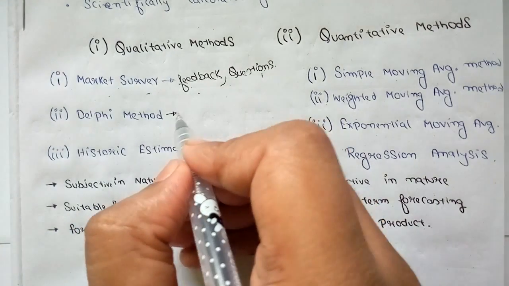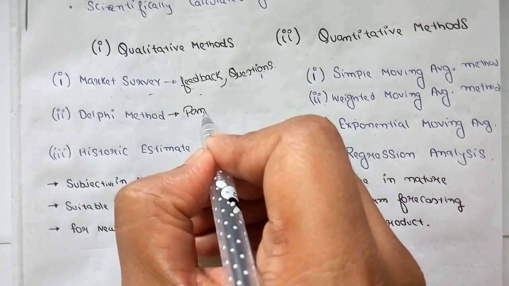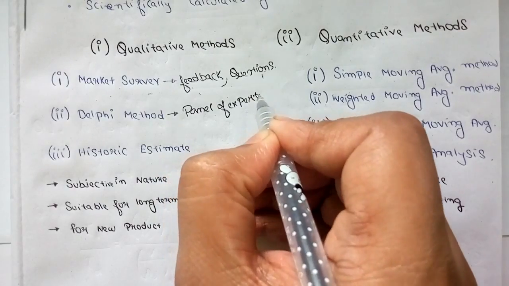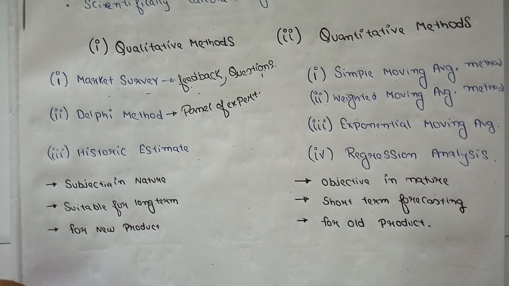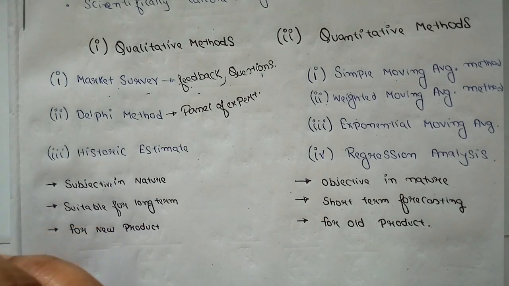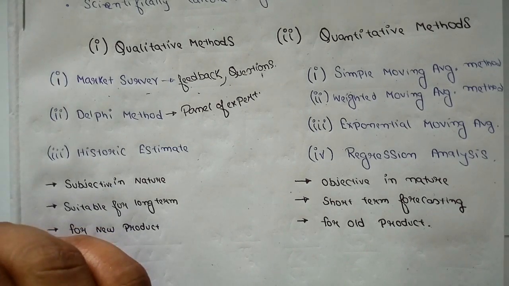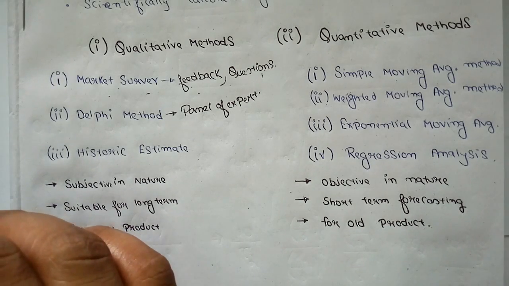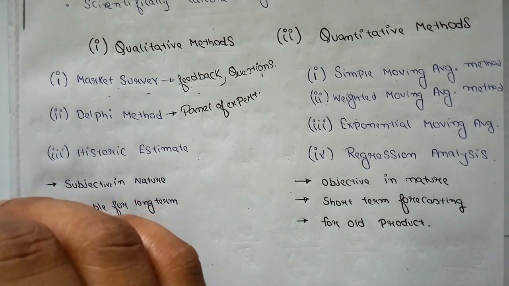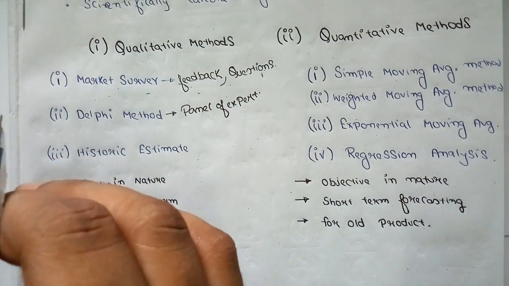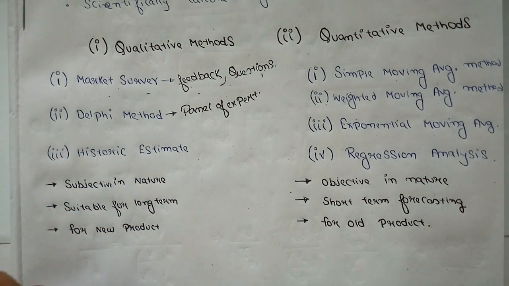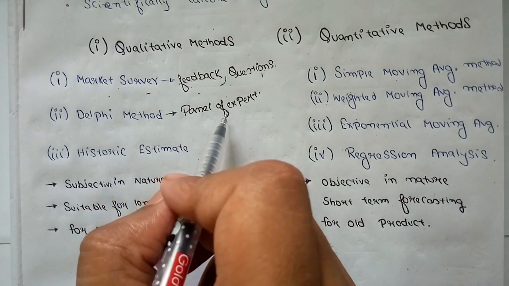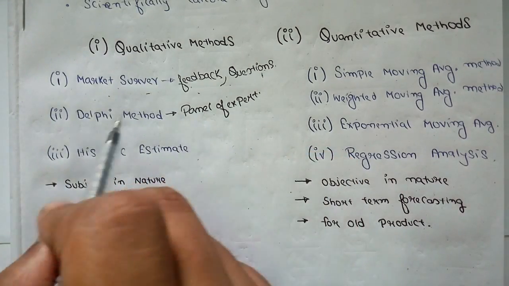The Delphi method is nothing but a panel of experts. A panel of experts sits together and has a meeting, and according to them, they decide what is going to be our future demand or future requirement. According to that, we forecast and we manufacture our products. So this is the Delphi method, where a panel of experts is involved and they decide the whole thing.